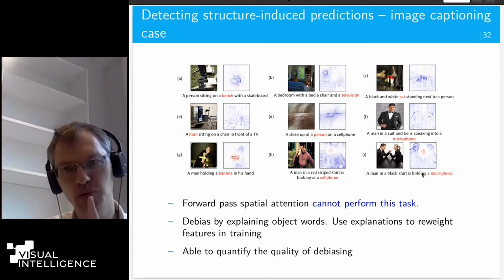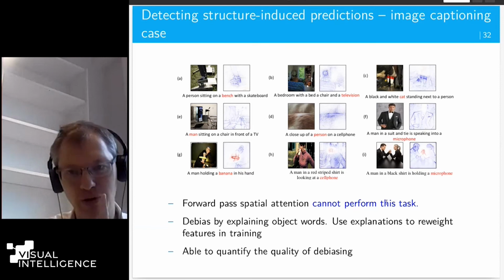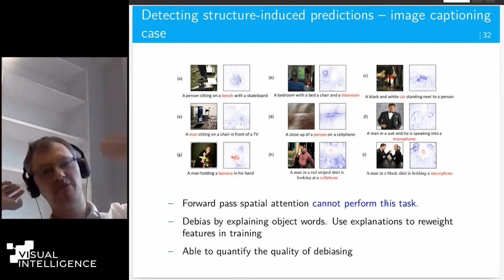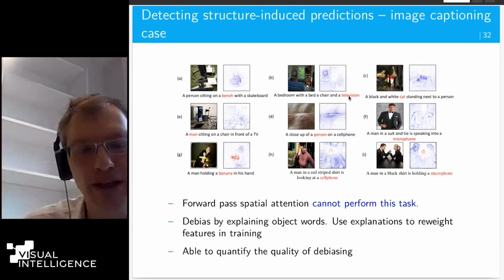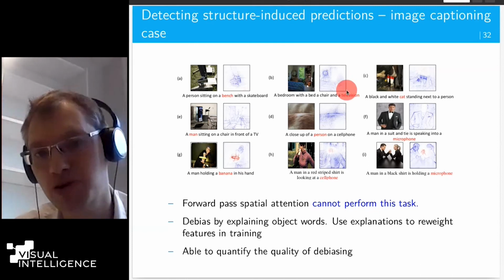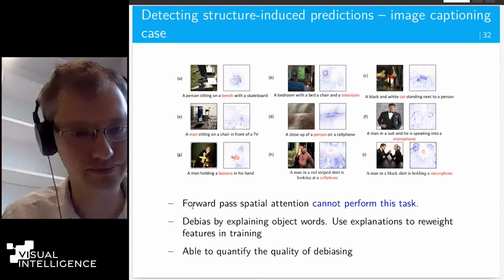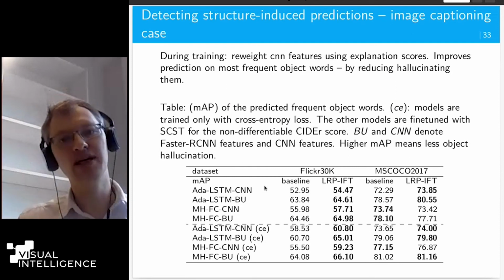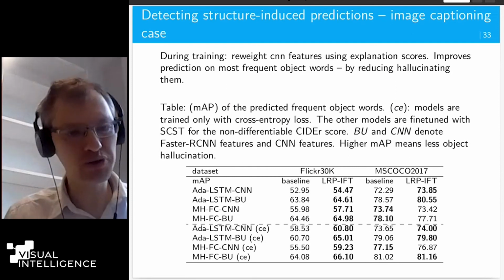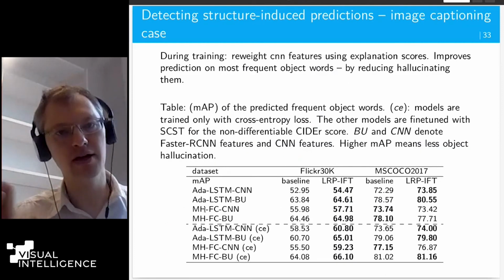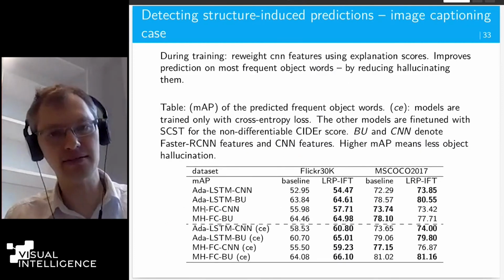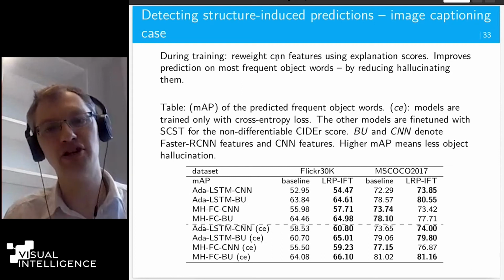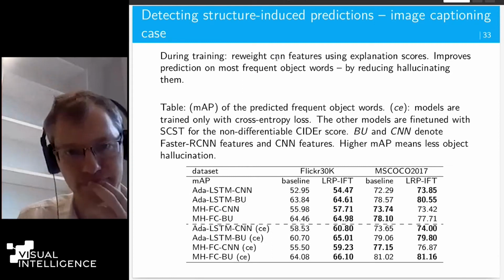And that's something you can do with many explanation methods, but you cannot do this with forward pass spatial attention. Because a forward pass spatial attention is just a preliminary look where something could be important, but it doesn't explain whether in the backward pass actually image content was used or not. That's what explanations can really give you. And actually, you can use this idea, and I will show this in the third paper, to debias, to reduce the amount of these hallucinations. So the idea in quick is, I take my CNN features and I reweight them during training using explanation scores, but only during training.